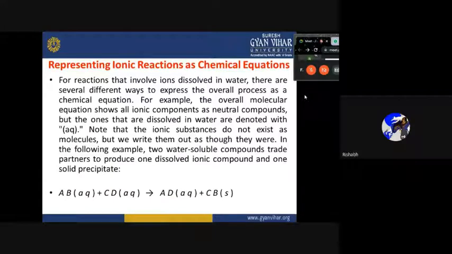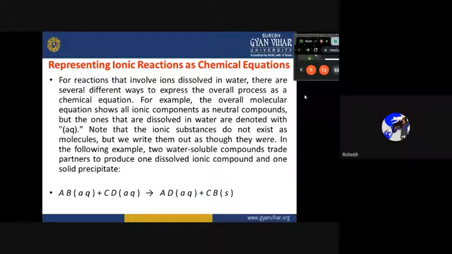In the following example, two water-soluble compounds trade partners to produce one dissolved ionic compound and one solid precipitate. So a precipitate forms when two chemicals react.